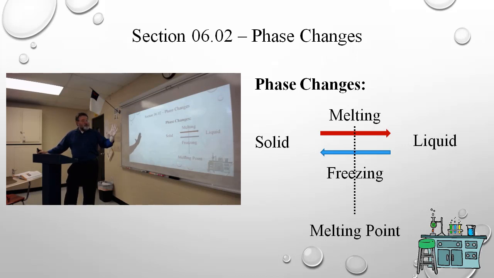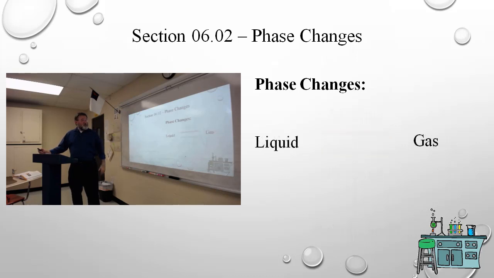So the phase changes from solid to liquid or liquid to solid are depicted here on the board. Are there any questions on that? Because we're going to go to the next phase change, which is from liquid to gas. When we add energy to a liquid and it changes phase from a liquid to a gas, think about water. What do we call it when liquid water changes into gaseous water?